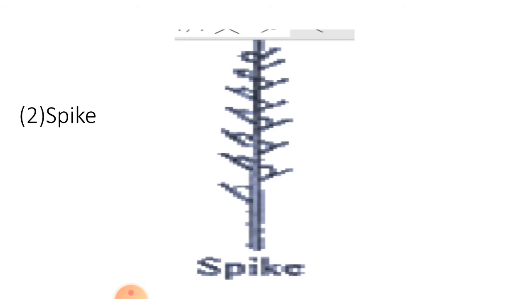Second is spike inflorescence. An elongated axis bears sessile flowers in acropetal fashion. Here also the arrangement is acropetal, but the main thing is that the flowers are sessile. They have no pedicel. Such an arrangement is known as spike inflorescence.